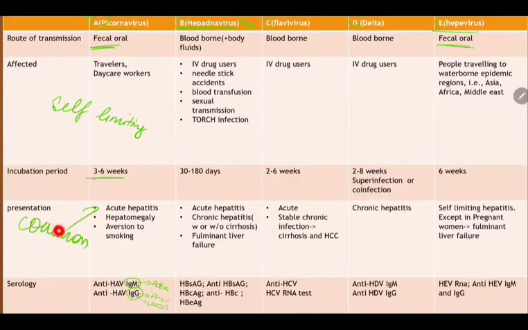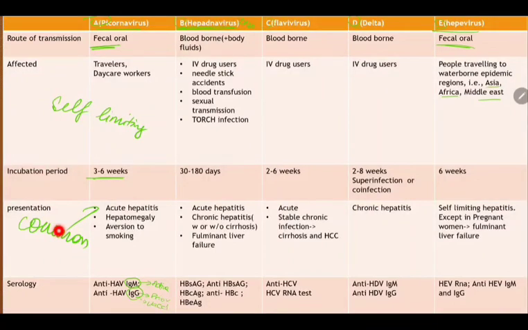Hepatitis E, similar, fecal-oral. This happens because people are traveling to waterborne epidemic regions, so regions where there's contaminated water or undercooked food. Seafood is where you would see hepatitis E viral infections. So like people traveling to Asia, Africa, Middle Eastern areas, which are waterborne epidemic regions.